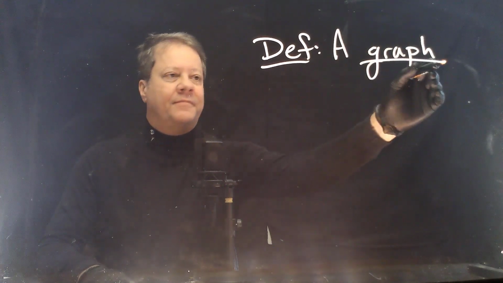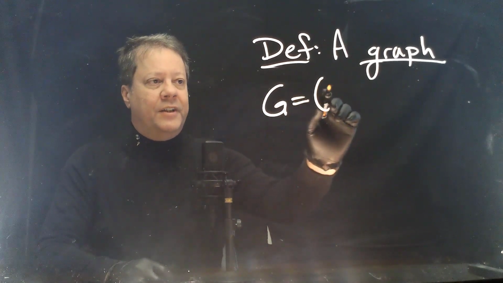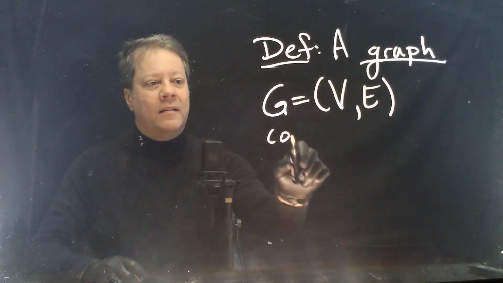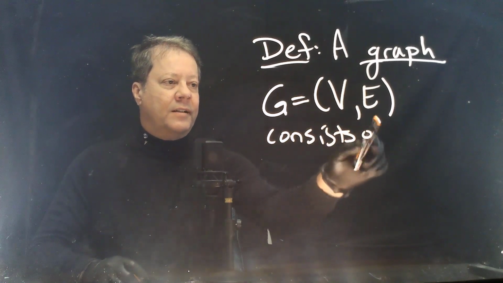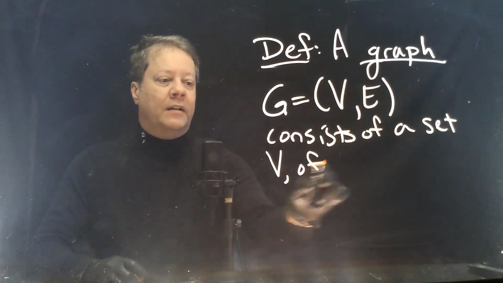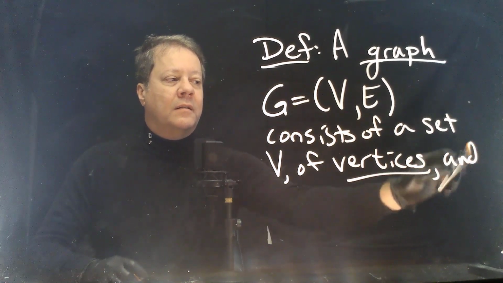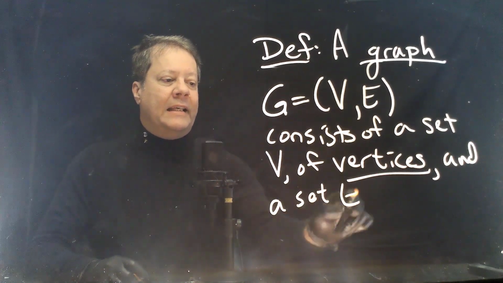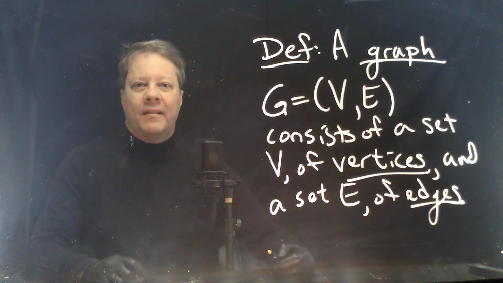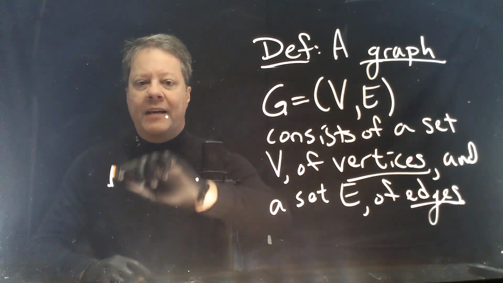A graph, G, is a collection of vertices and edges. It consists of a set V of vertices and a set E of edges. So you have a bunch of vertices, but you may also have edges.